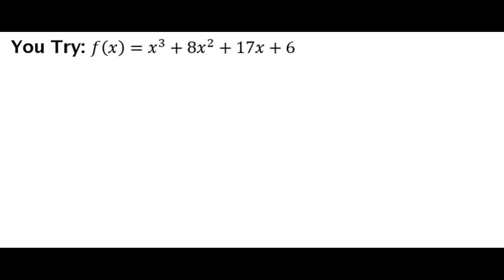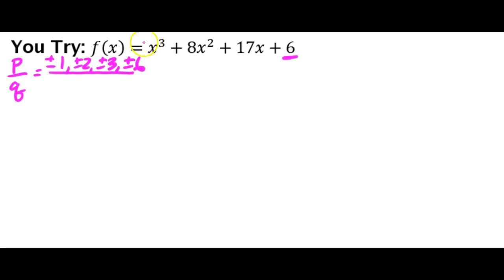The first thing we need to do is figure out our possible rational roots. So that would be p over q. My p-value is 6. So the factors of 6 are 1, 2, 3, and 6. And of course everything gets a plus or minus because it could be either positive or negative.